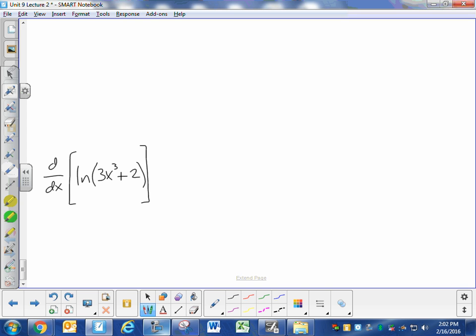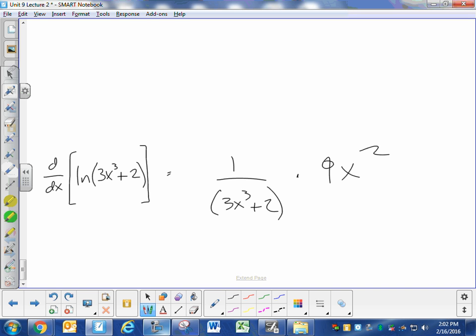Who remembers, or who could tell me what the derivative of log of 3x cubed plus 2 is? Good, Miss Ellis, we remember. If it's log of stuff, the derivative of log of stuff is 1 over the stuff. Well, if we have stuff, we have to multiply by the derivative of the stuff. So this derivative is 1 over the stuff times the derivative of the stuff. Chain rule, right?